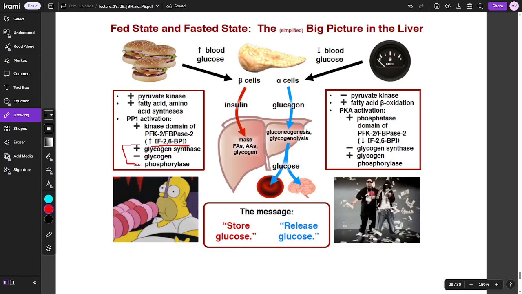If you have a lot of glucose, you're going to want to store a lot of glucose. If you don't have a lot of glucose, you're going to want to release glucose from glycogen. So if you have a lot of glucose, we're going to store glycogen. We're not going to release it.